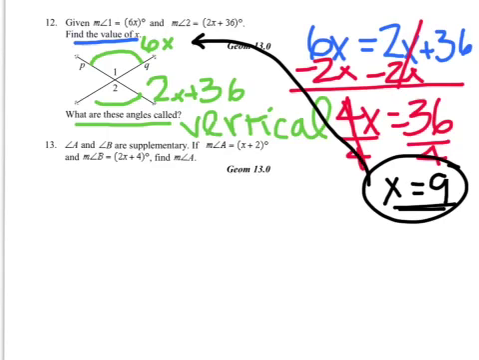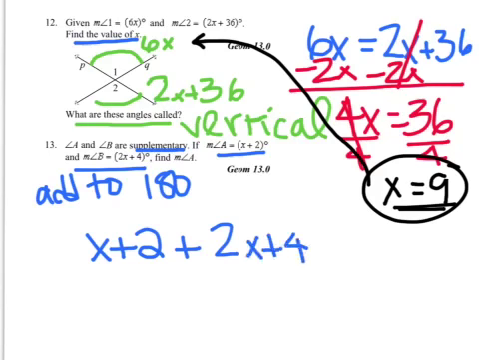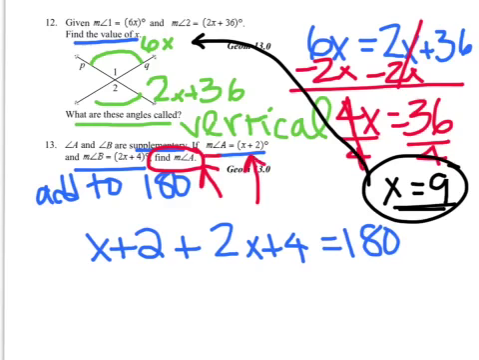They tell us that angles A and B are supplementary. And hopefully you know that that means that they add to 180 degrees. So the equation I'm going to set up is angle A, which is x plus 2, plus angle B, which is 2x plus 4, is equal to 180. Go ahead and solve for x, and then notice they want us to find how much angle A is. So first we have to solve for x, and then we have to plug it in here to find out how much angle A is.